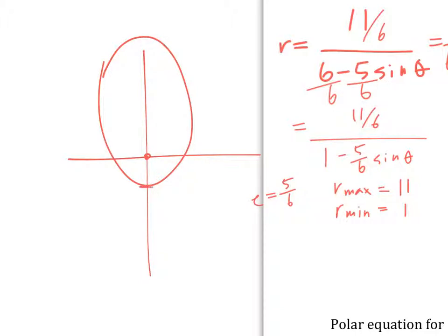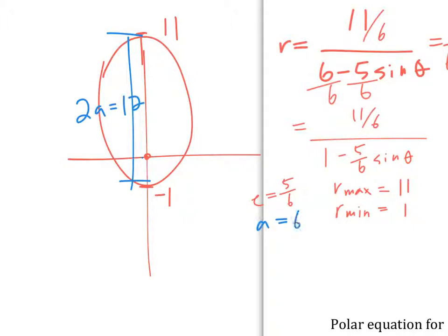So then this part has to be negative 1 and this part has to be 11, because for a polar equation to work, its radius is from the pole. So it's telling me this is how much is going out. So then from here, I can tell that this part is going to be 2a, which is 12. So then I know that A is 6. And E is 5 over 6, which is C over A, so then I know C is 5. So then from here I can figure out B.